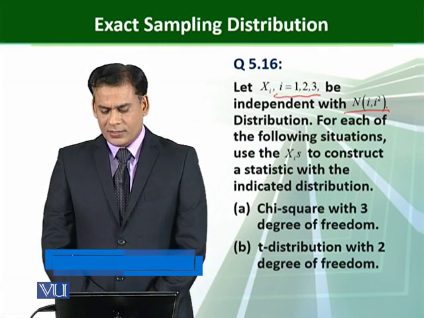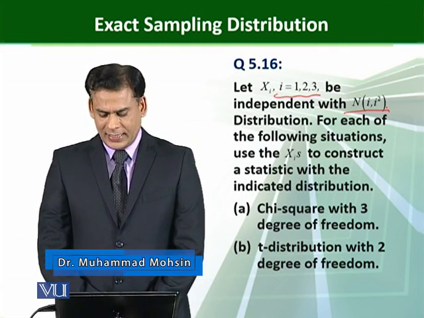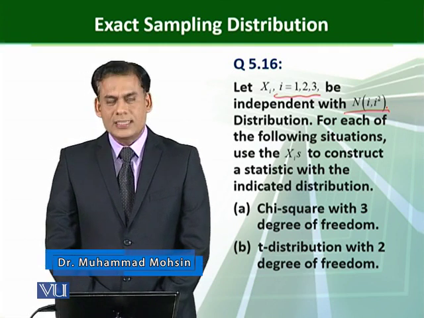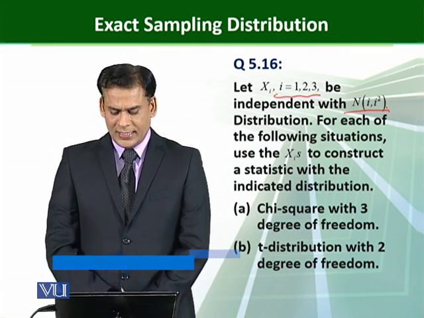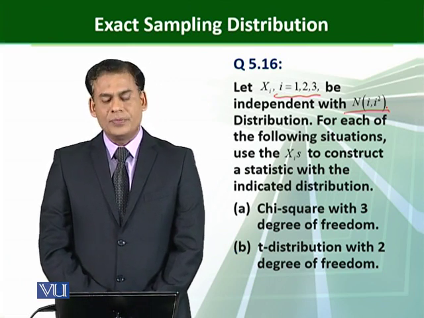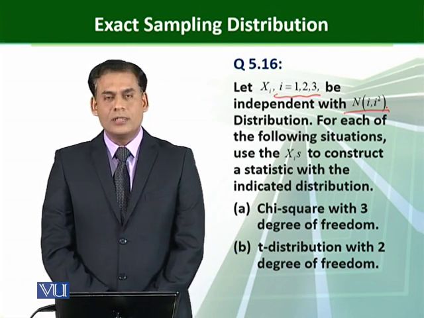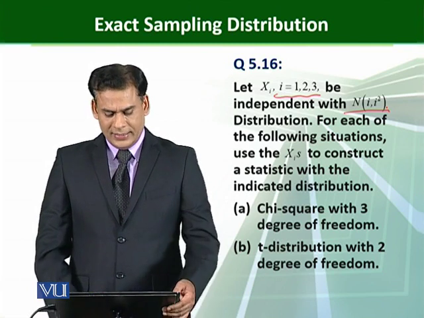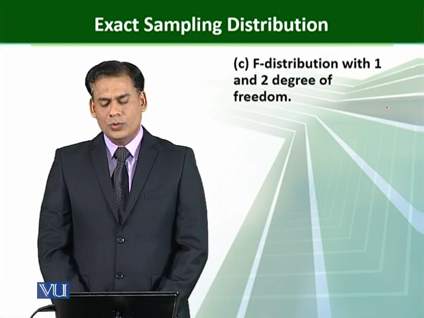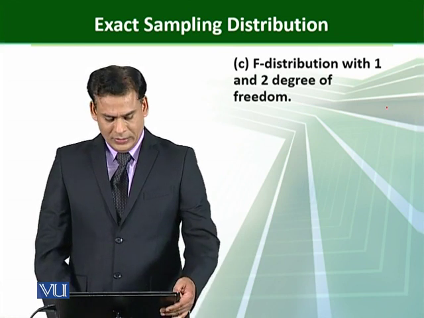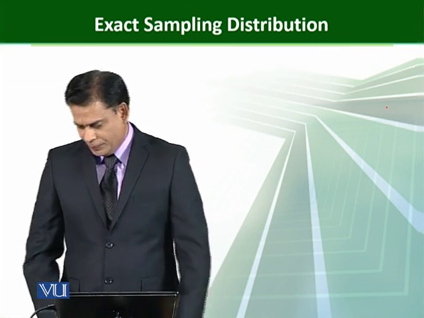For each of the following situations, use Xi's to construct the statistic with indicated distributions. So the first part is chi-square with 3 degrees of freedom. Second part is t distribution with 2 degrees of freedom, and the third part is F distribution with 1 and 2 degrees of freedom. So how do we proceed?